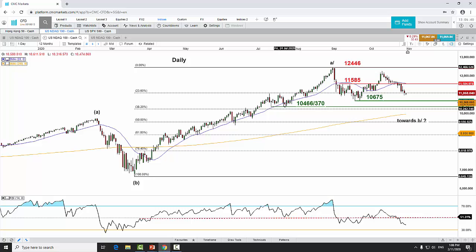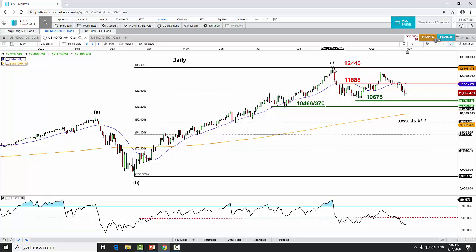the former range support that took shape from the 13th of July to the 24th of July this year, as well as confluence with the 38% retracement of the recent multi-month rally that has taken shape from the 23rd of March 2020 low all the way up to the current all-time high that was printed on 2nd of September 2020.